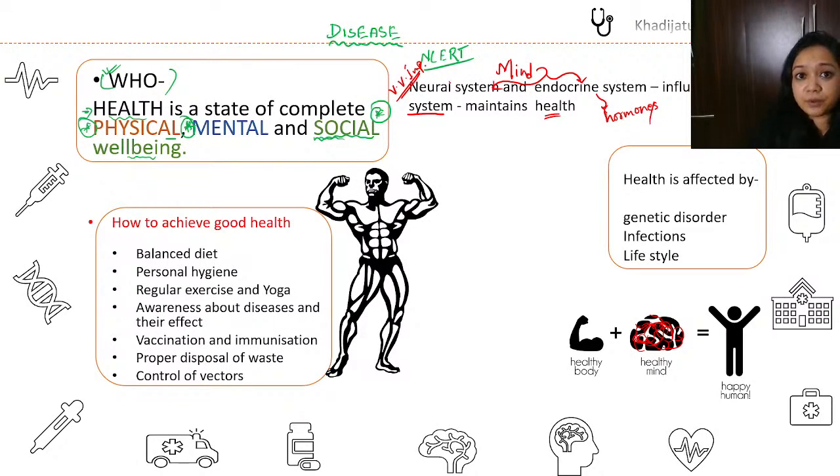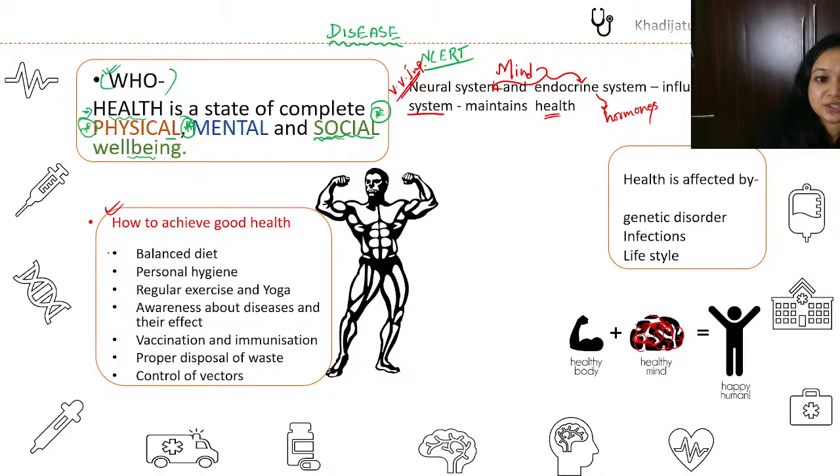So this is a very important line from NCERT, and you may be asked questions from here: that the mind, through the neural system and endocrine system, what does it influence? Our immune system. And the immune system maintains health. Okay. Now, how to achieve good health is also given in our NCERT. Let's quickly go through this chart.